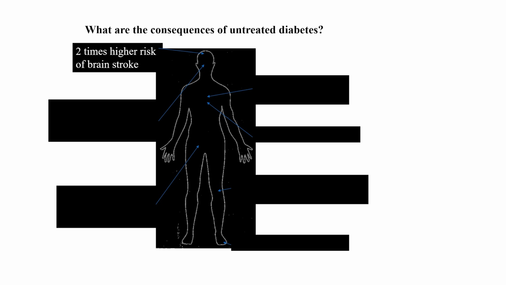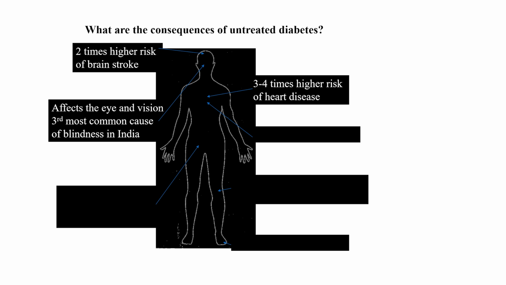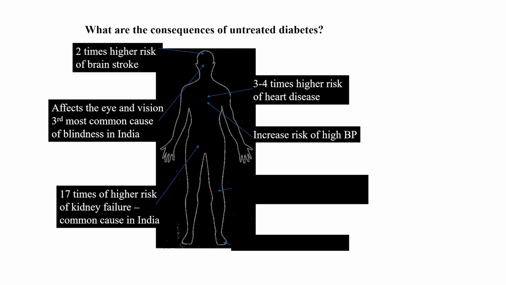Another complication, along with brain stroke, is that it affects the eye and vision. This is because of blockage of the blood vessels that pass blood towards the retina. Initially there is cloudiness and then blindness. There is a 3 to 4 times higher risk of heart disease. That's why one of the most prominent reasons behind cardiovascular disorder is diabetes mellitus. There is also an increased risk of high blood pressure because of blockage or deposition of cholesterol and lipid in the blood vessels.